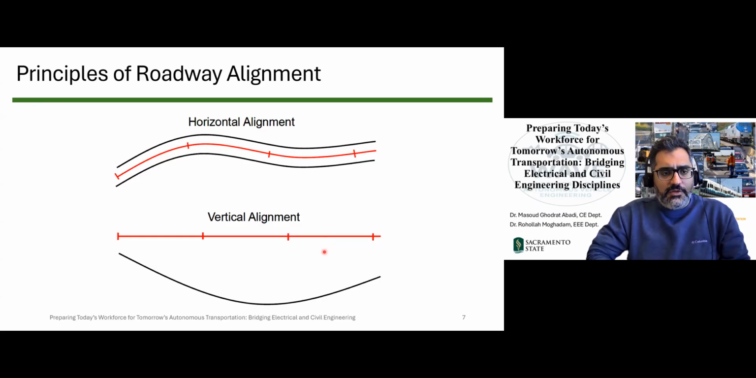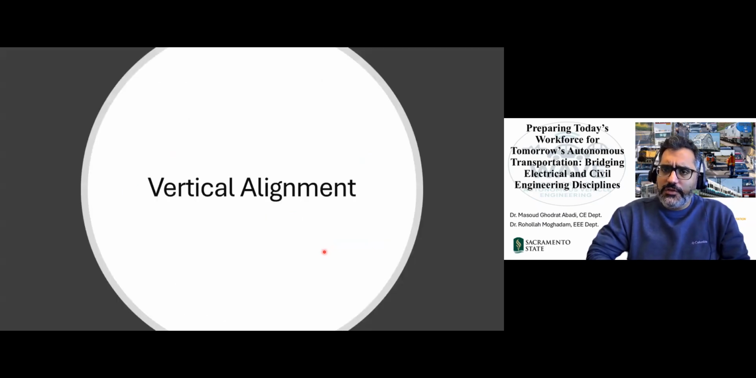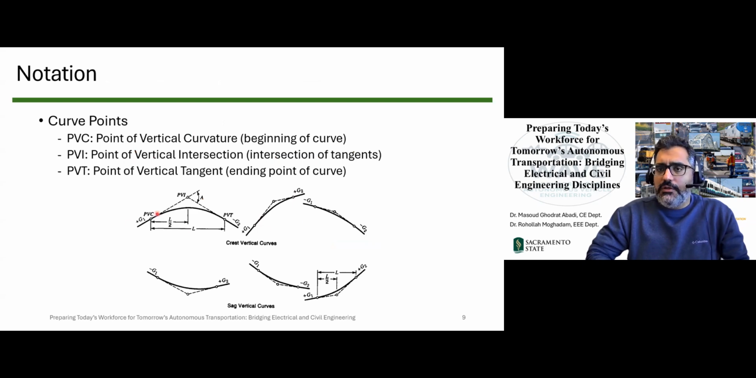With that, let's talk about some fundamental topics, the most important topics in vertical alignments. Any vertical alignment is identified by three main points: PVC, PVI, and PVT. So let me talk about these vertical curves. First of all, you see that there is a plus G1 here. This is what we call the initial tangent. So imagine this is uphill. A vehicle is going up with a grade of G1.